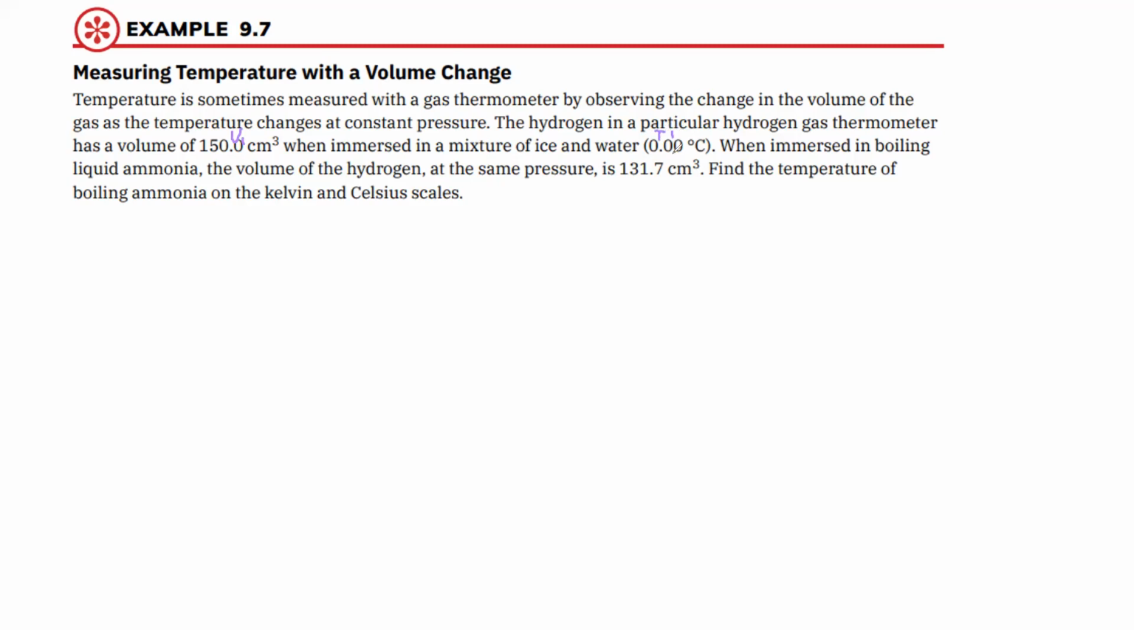That'll be T1. And then it tells us when immersed in boiling liquid ammonia, the volume of hydrogen at the same pressure is 131.7 centimeters cubed, V2. What is the temperature of boiling ammonia on the Kelvin and Celsius scales? So again, it's the same idea. We're just going to be, in this case, solving for temperature.